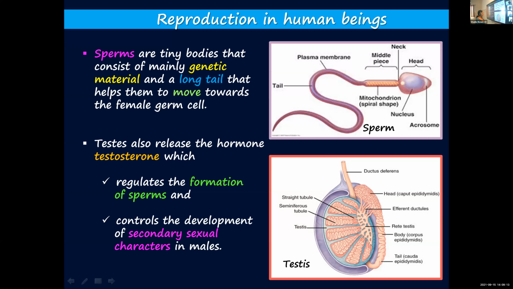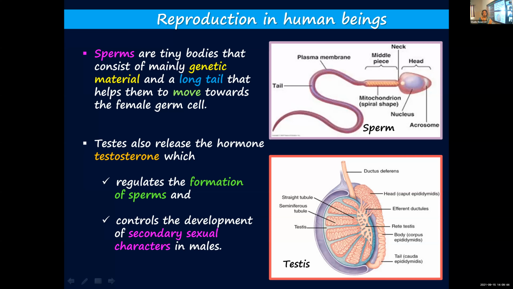And what functions does this testosterone perform? This particular hormone regulates the formation of sperm. Sperms are formed in the testis, and the hormone regulates its formation. It controls the development of secondary sexual characters in males. Clear? Once again, testis produces male gametes or sperms.